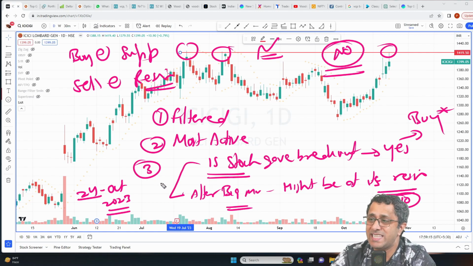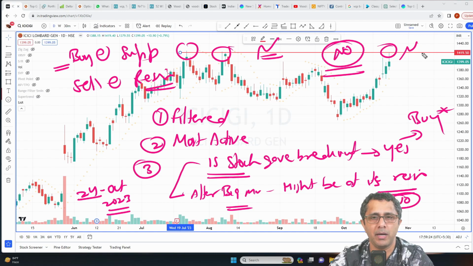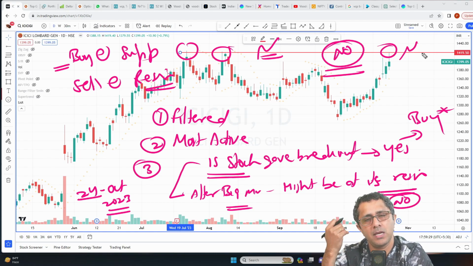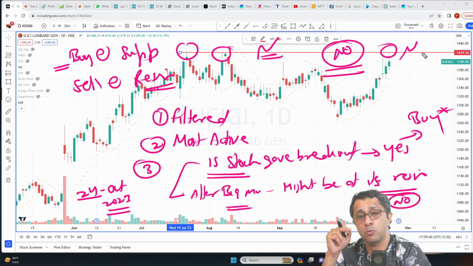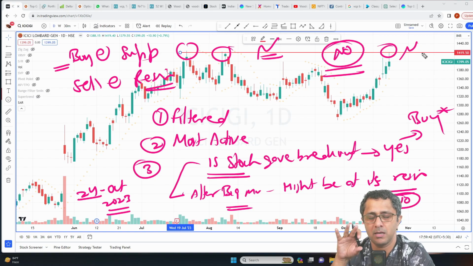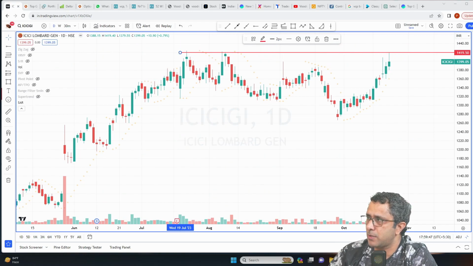So this is your second level of filtration. Once this stock breaks this particular resistance, only then you can go for buy. So do not blindly follow this process, that if it is the highest gainer, it will give you returns the next day for sure. No, it will not. It could be quite possible, just like ICICI GI, that this stock might go for profit booking. So you will be buying and others will be selling. Keep that in mind.